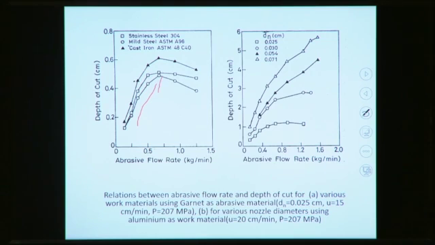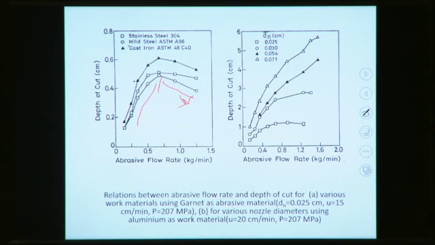After that it touches the optimum abrasive flow rate, where your depth of cut is maximum. After that, the depth of cut decreases when we increase the abrasive flow rate. Beyond the optimum value, the depth of cut decreases again, because when you are using more abrasive particles, these particles will collide with each other. It may also cause agglomeration, and these abrasive particles are not good for machining. So beyond the optimum value of abrasive flow rate, your depth of cut will reduce.